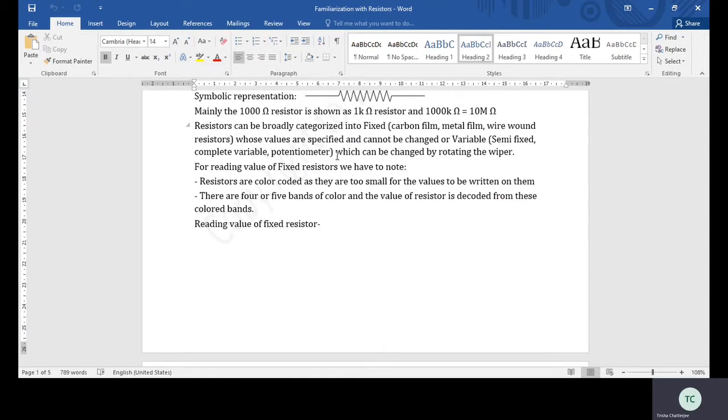So when we are increasing our resistance value, what is happening? The flow of current is reducing because the resistance opposes the flow of current, right? So the flow of current will be less if the resistance value is high. So the fan will move slowly, right? And if we reduce the resistance value, then the fan will rotate faster, right? So this is the main example of a variable resistor, which can be changed by rotating the wiper.